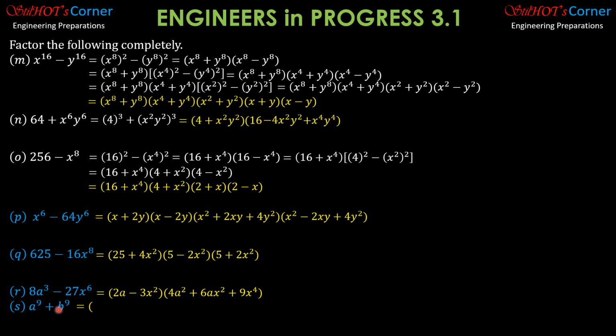Then finally, for this part, show that the complete factored form is the quantity a plus b, the quantity a squared minus ab plus b squared, and the quantity a to the 6 minus a cubed b cubed plus b to the 6. So show that that's the complete factored form. So that's it, and I hope that you will also do your part here.